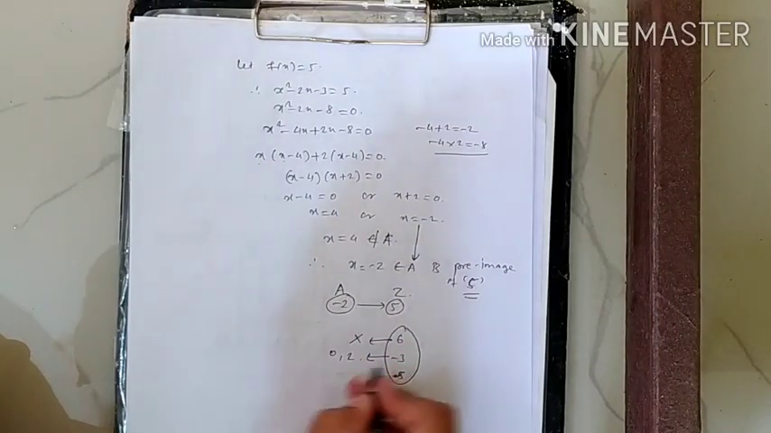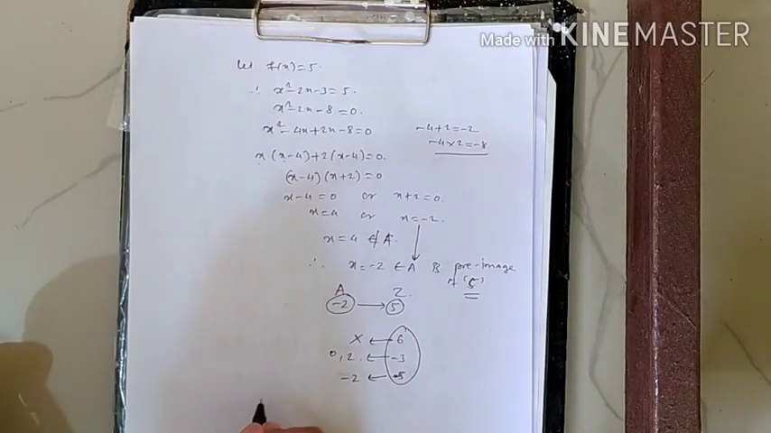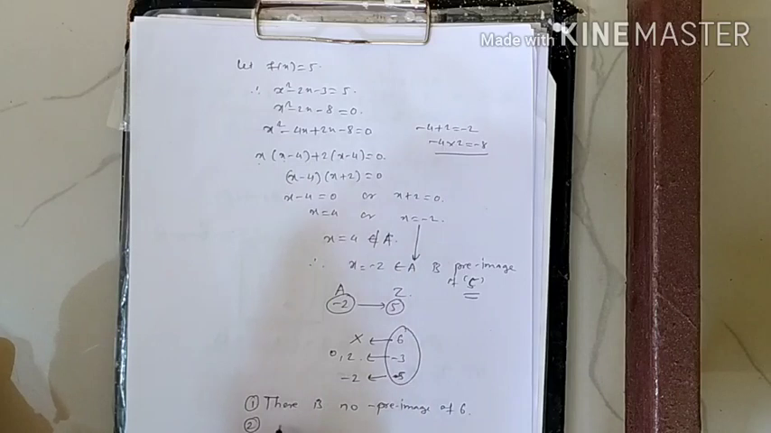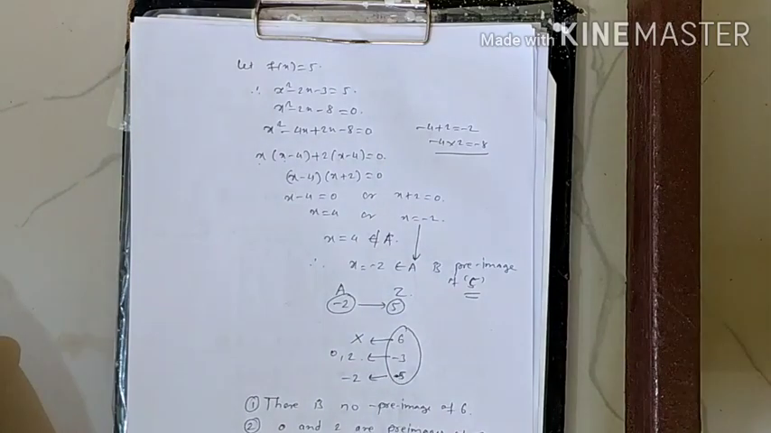Yes, it is 0 and 2, and for 5 it is minus 2. Getting? Any doubt, student? So you can write the required answer. There is no pre-image of 6. Second, 0 and 2 are pre-images of minus 3. Third one, minus 2 is a pre-image of 5. Getting student? Any doubt?